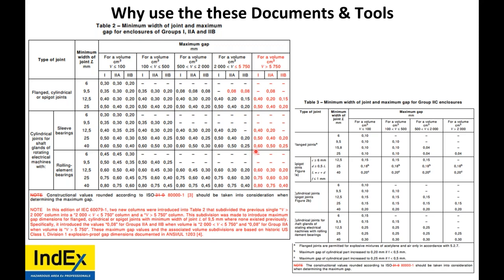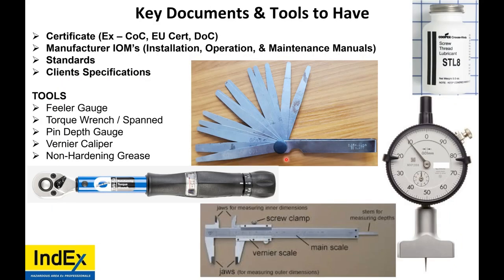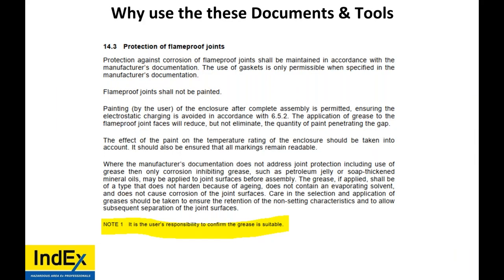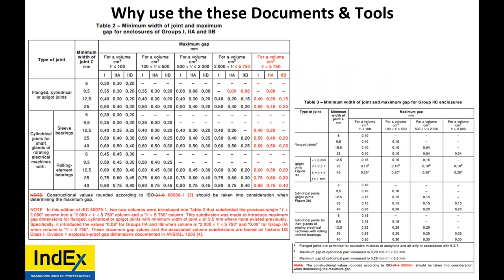Every single inspection, when you're doing a close inspection, if you're not using feeler gauges, you are not confirming that these gaps are maintained. Has the box been torqued too much? Are the bolts too loose? The only way to check that would be the feeler gauge. Then you would check for tightness of the bolts with a torque wrench, because you don't want to over torque it. Checking the width of the flame path, you would use the vernier calipers. And if there are any scratches or dings within the flame path, you would use a pin depth gauge. And the resources of information you would use are the certificate, the manufacturer's IOMs, and directly out of the standards, because all this information is called for.